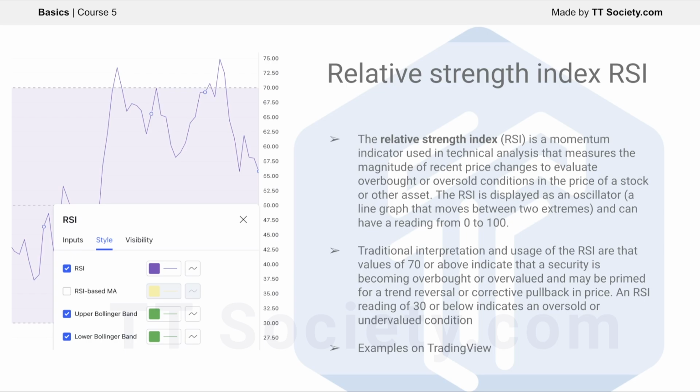In the traditional markets, traders are using the RSI to identify overbought, overvalued conditions above 70, or oversold, undervalued conditions actually below 30. As for a couple of examples, we're going to jump into TradingView and look at that right now.